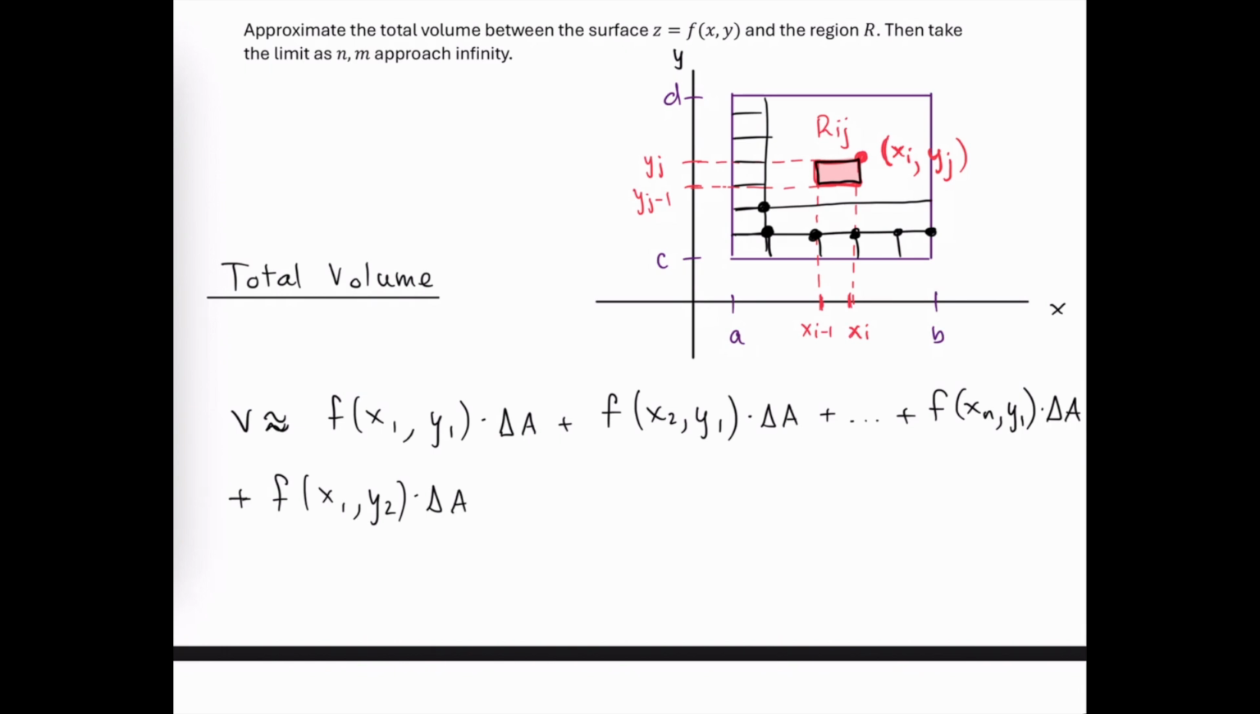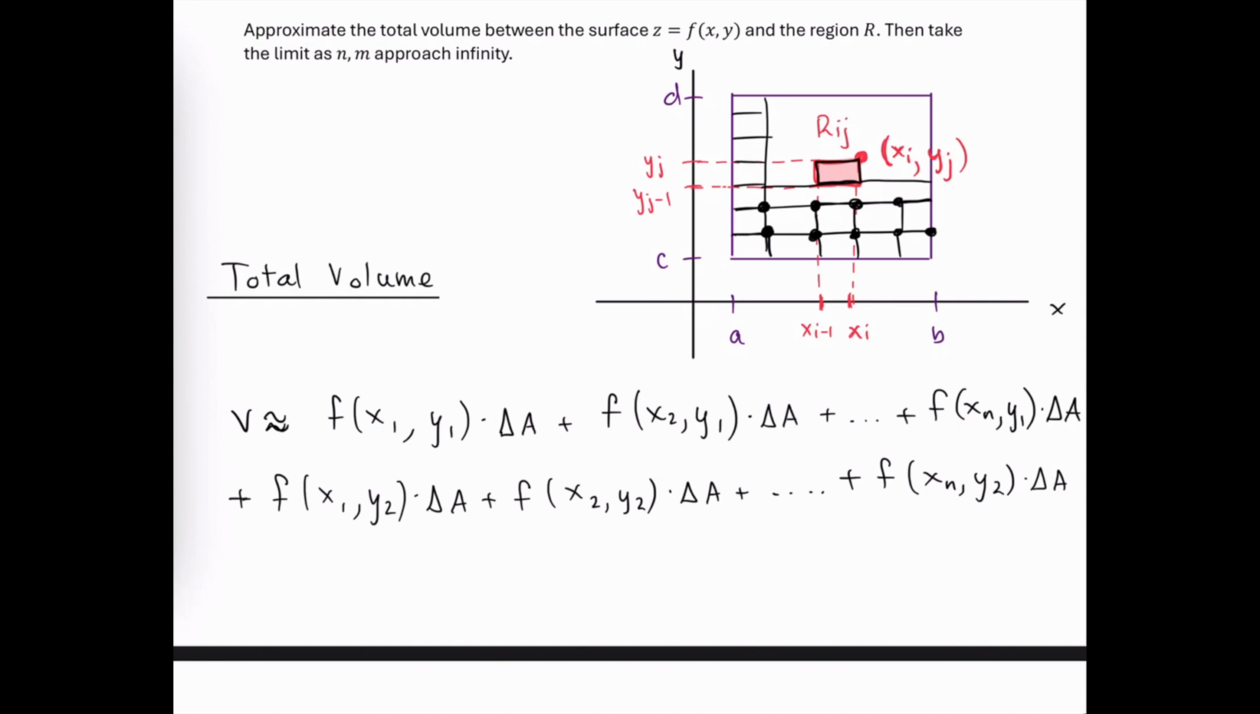They all have the same area of the base. Our next corner is at the ordered pair x sub 2, y sub 2, times delta A, plus we keep going in this second y value row to get the volumes of all those rectangular solids until we get all the way out to x sub n, y sub 2, times delta A.